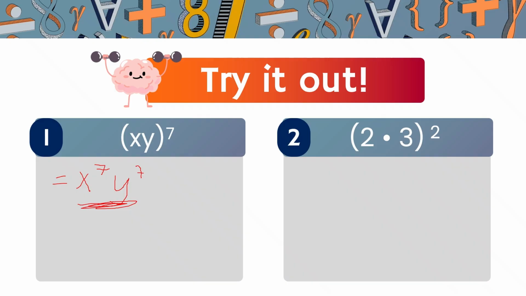Next example, (2 times 3) raised to 2. So we will have 2 raised to 2 times 3 raised to 2. So 2 raised to 2 is 4 times 3 raised to 2 is 9. And what is our answer? 4 times 9 is equal to 36. Our answer is 36.